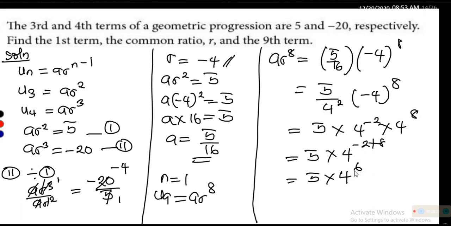And with the help of a calculator, 4 raised to power 6 is 4096, times 5. So the final answer here is 20,480, guys. 20,480. Well, we are done with the question.